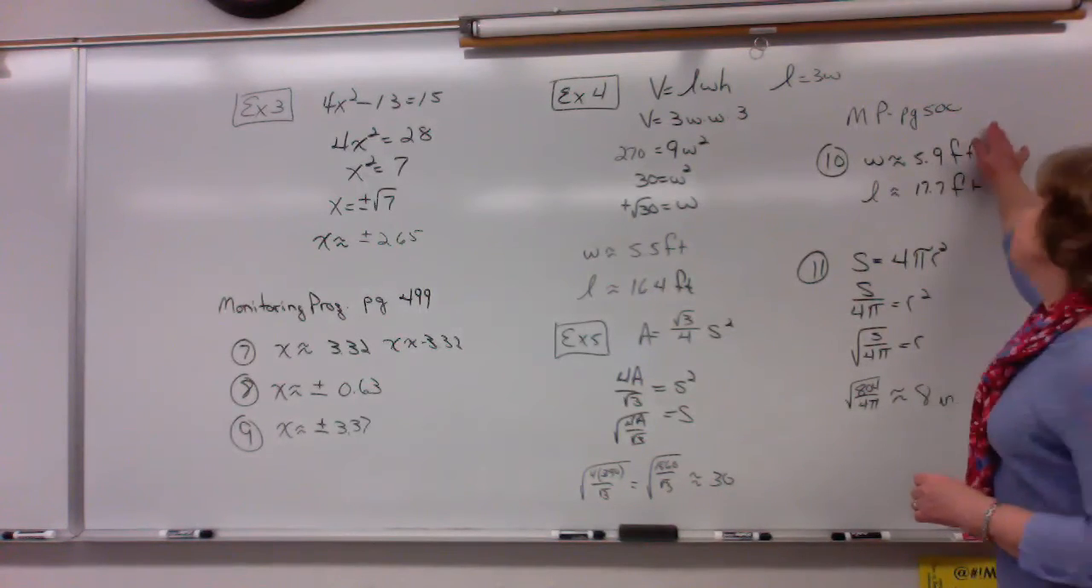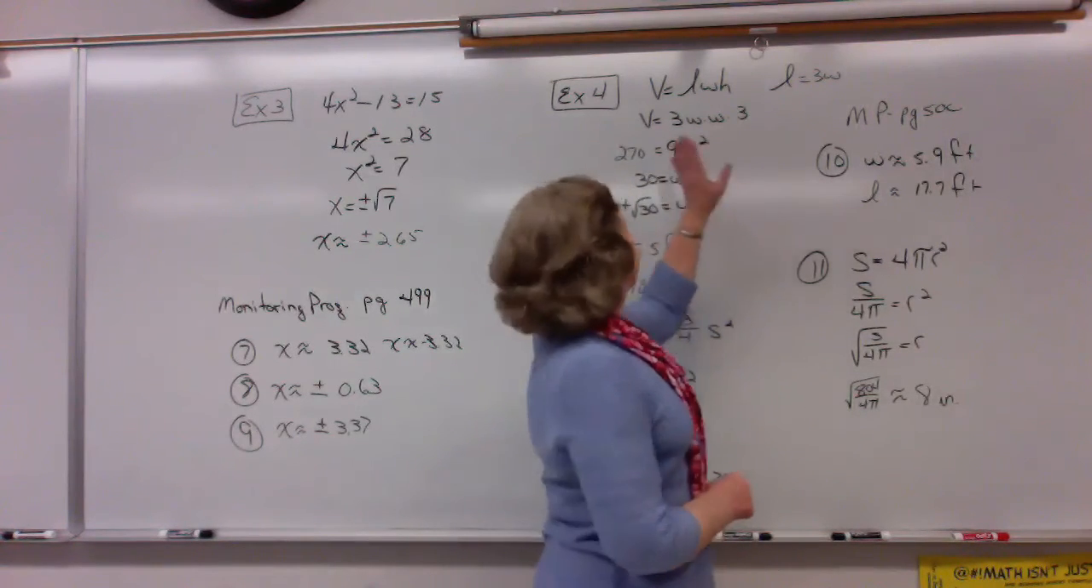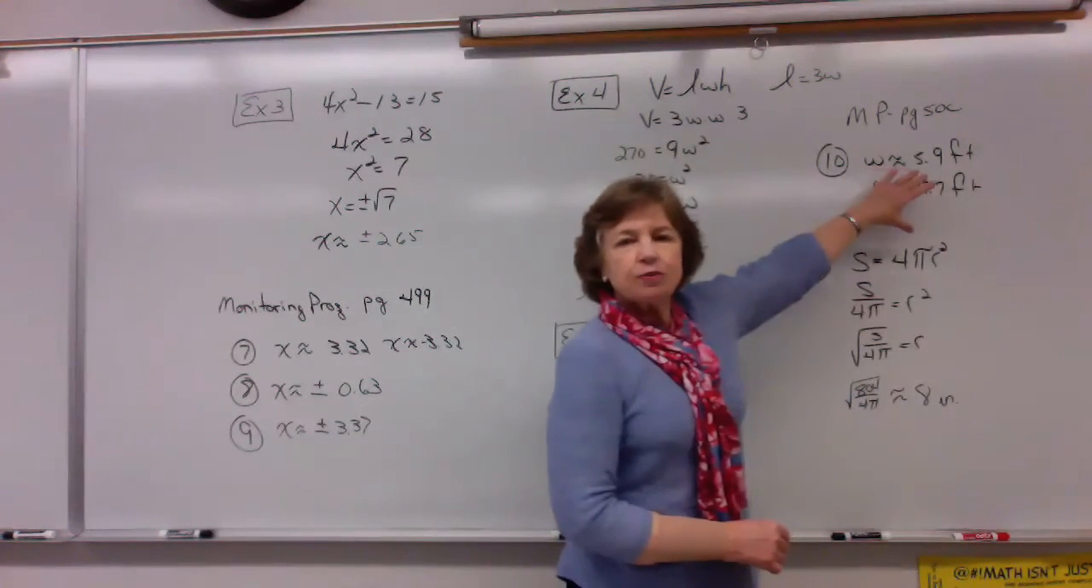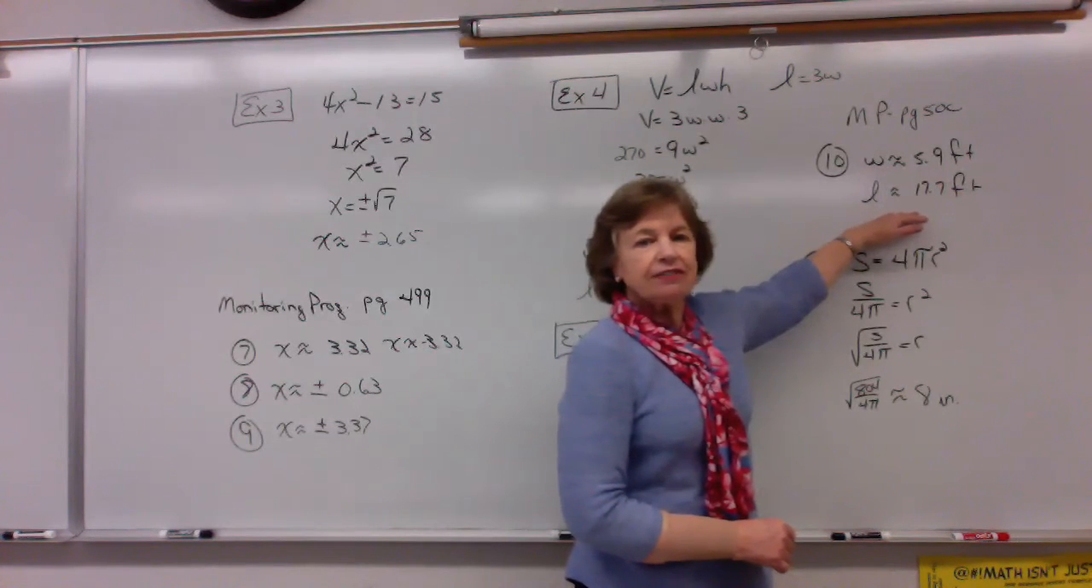Monitoring progress on page 500. When you work those out exactly like the example that we did for number 4, this width should have been 5.9 feet, and that length should be 17.7 feet.